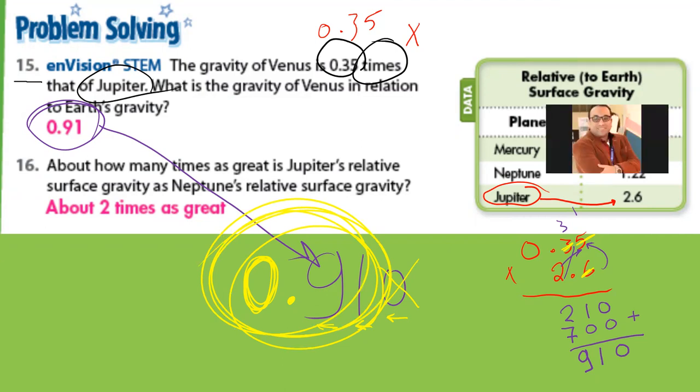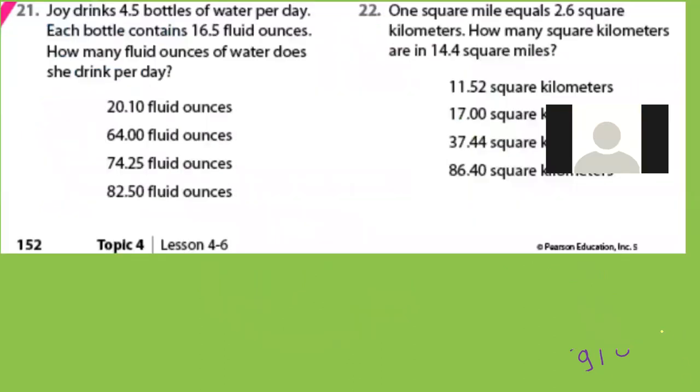Let's move to another student. We're still on the same page, 152. Ahmed Abdullah Deep, you open, Ahmed. Yes, I open. Number 21. Joy drinks 4.5 bottles of water per day. Each bottle contains 16.5 fluid ounces. How many fluid ounces of water does she drink per day?